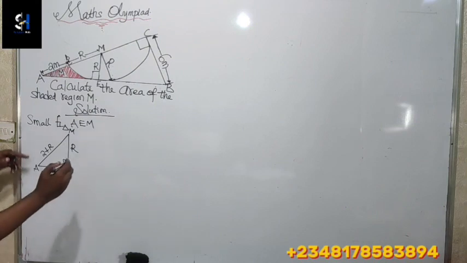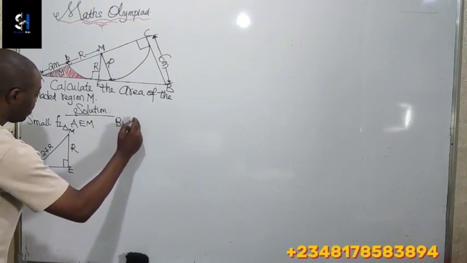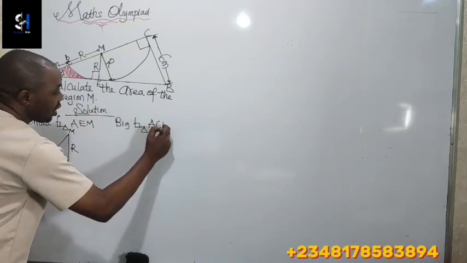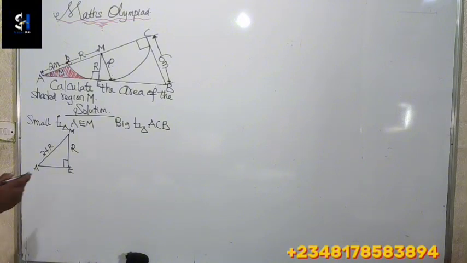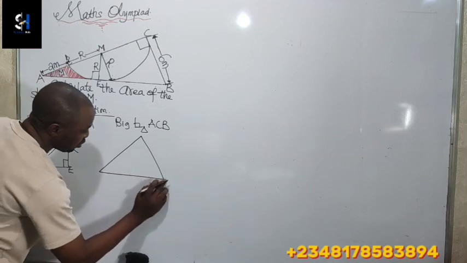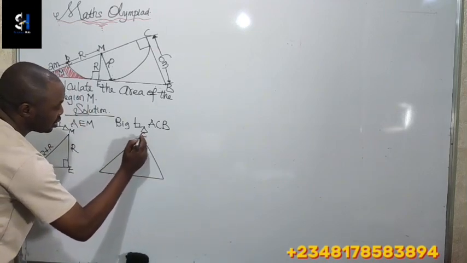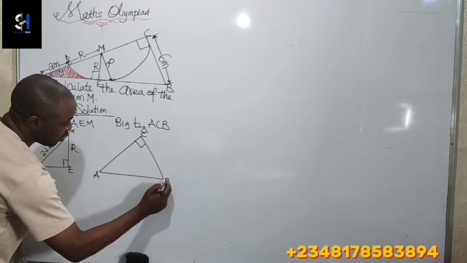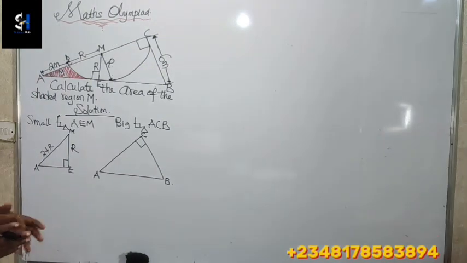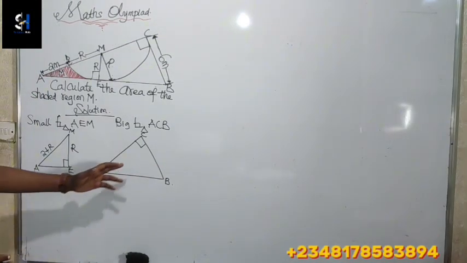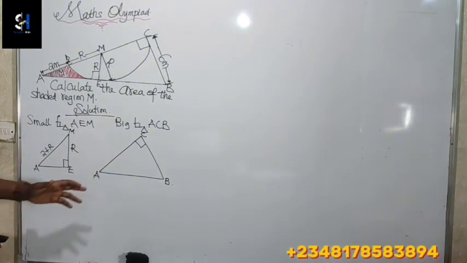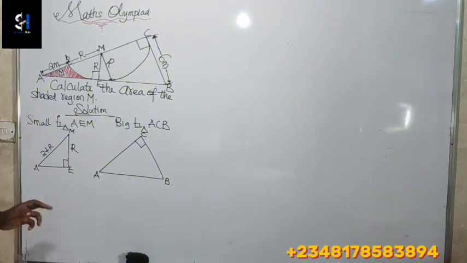Now let's consider the big right triangle ACB. This is what it looks like: this is C, this is A, and this is B. Now I said they are similar shapes. Both triangles are right triangles. Now they have a point in common. Now look at A.